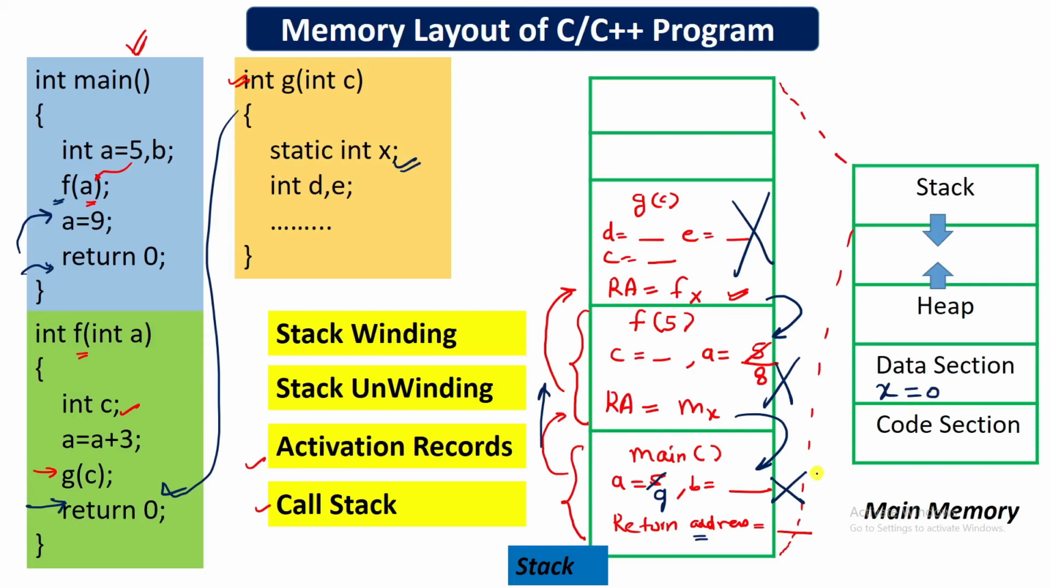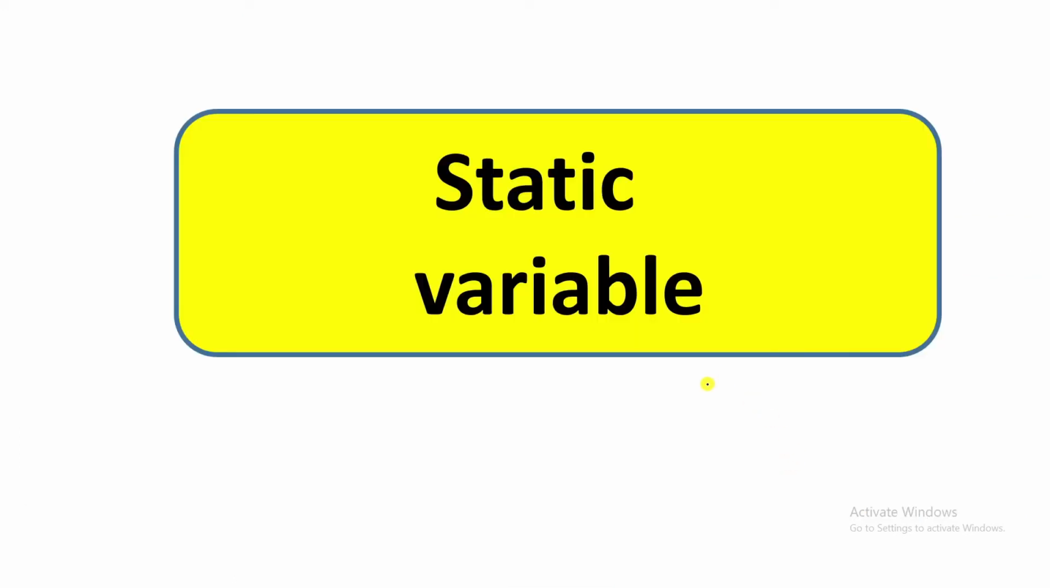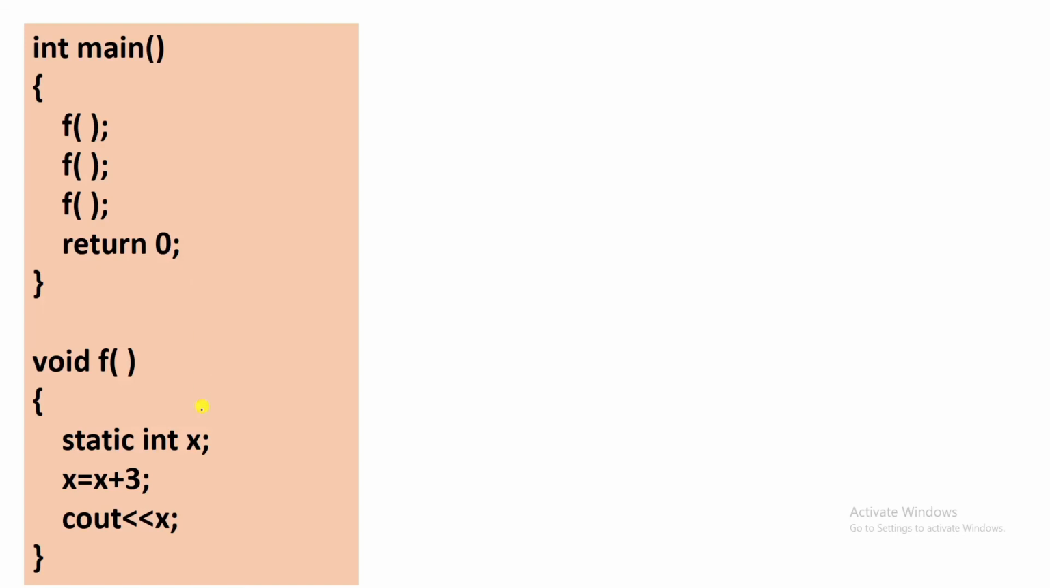So now let's move forward to the last topic. The last topic is static variable. This is the example to understand the static variable. Here you can see we have two functions, the main function and the f function, and inside the main function we are calling the f function 3 times. Inside the f function we have the static variable x, which is getting updated, it is getting added by 3, and then we are printing this x. So we have to tell the output of this program.